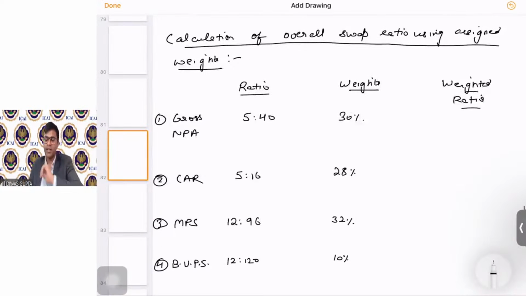Now, students, if you have to solve this, simply first take the ratio and division. Let's say 5 divided by 40 in the calculator, then multiply by 0.3 to arrive at the weighted ratio. So the weighted ratio in the first case becomes 0.0375. Second case, 5 divided by 16, then multiply by 0.28, which is 28%. This becomes 0.0875. Third case, 12 divided by 96 into 0.32, this becomes 0.04. Finally, 12 divided by 120 into 0.1, so 0.01.